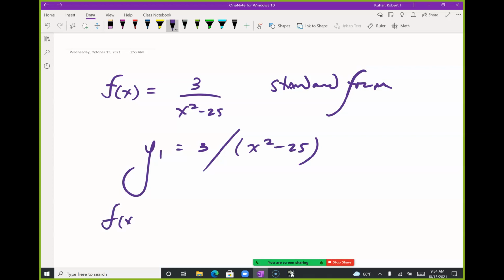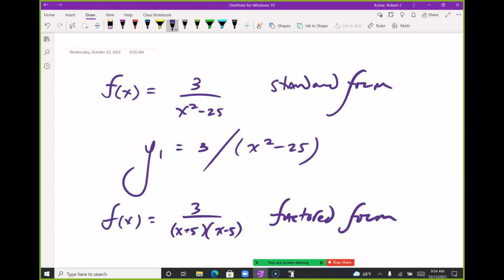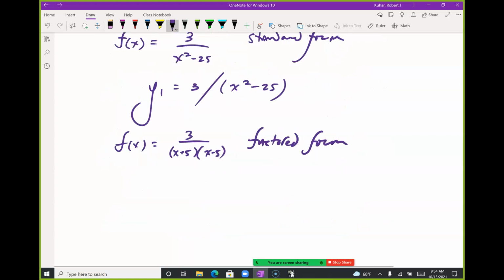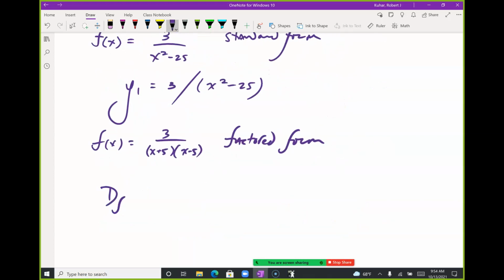My factored form is going to come in the right. I know how to factor that x squared minus 25. That's an x plus 5 and an x minus 5. Nothing reduces, so this is also my reduced form. So this is just the factored form. Nothing reduces. What's my domain? X does not equal plus or minus 5, right?